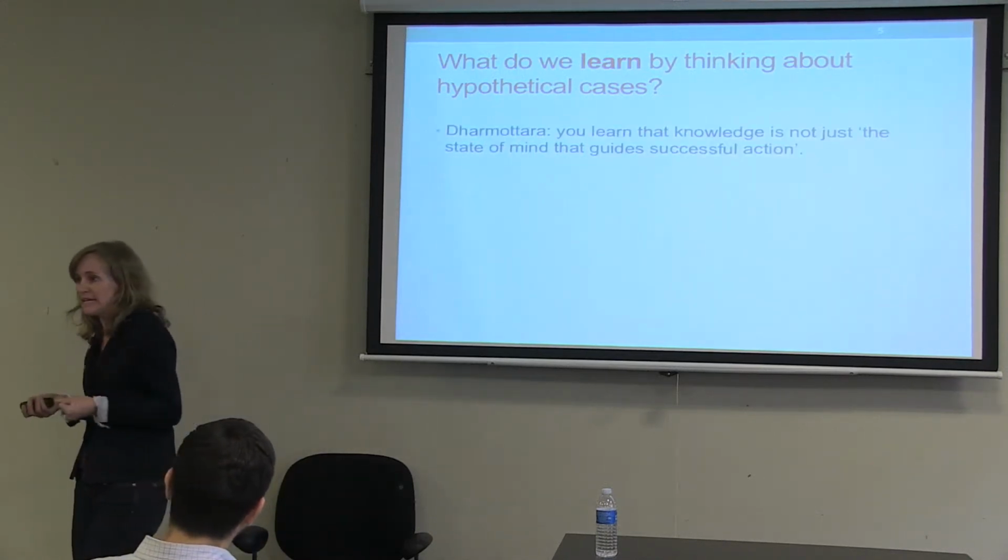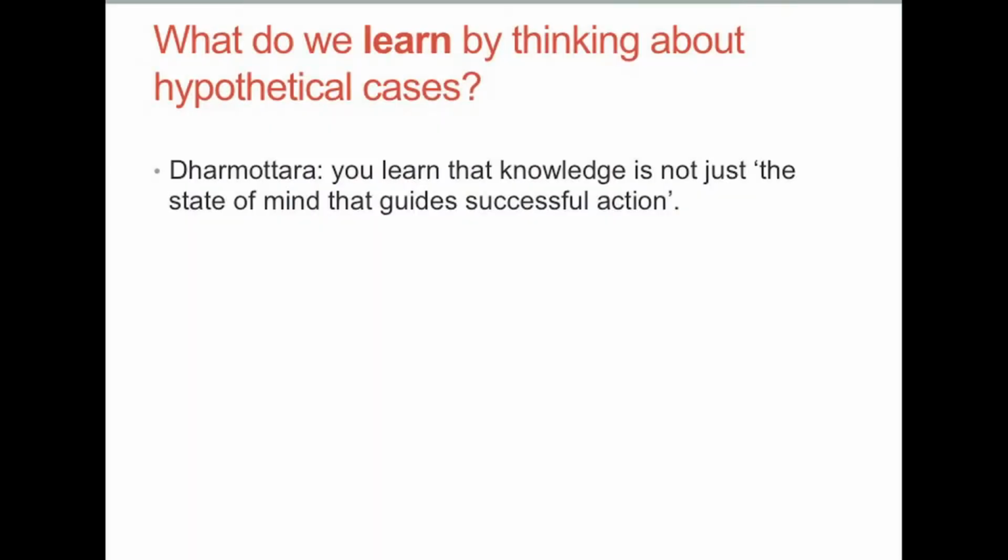So here's a question. What is it that we're learning when we think about hypothetical cases like this? Very much at the object level, Dharmottara would say you can learn, for example, that knowledge cannot simply be identified as the state of mind that supports successful action.